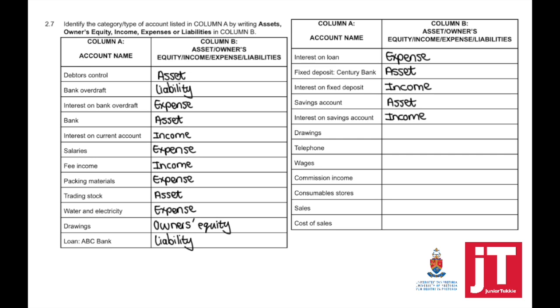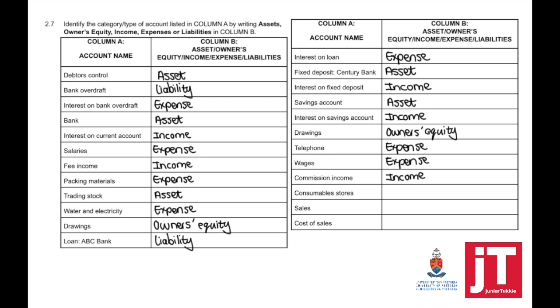Again, we have drawings. Drawings, remember, it's an owner's equity account. It is money that the owner has taken from the business. In fact, anything that the owner takes from the business will be shown as drawings. Telephone, a monthly expense to the business, so it's regarded as an expense. Wages is what we pay our employees on a weekly basis, which is regarded as an expense.